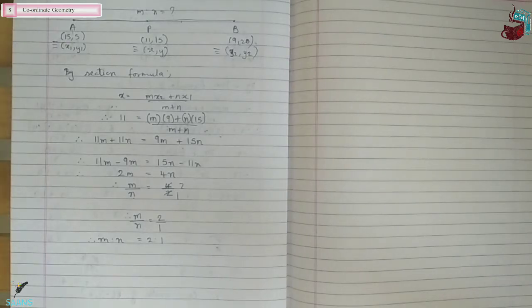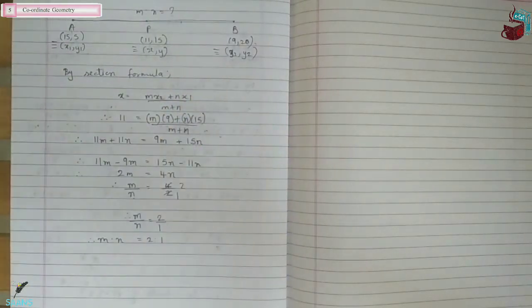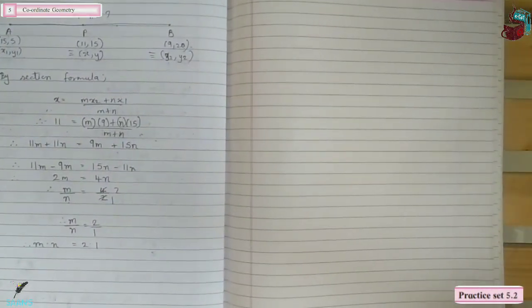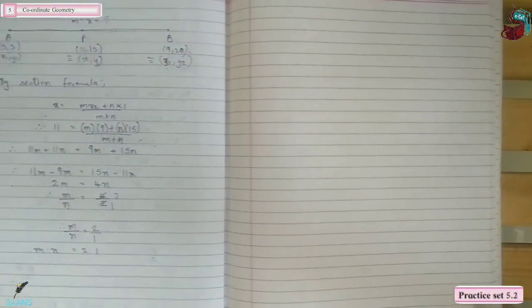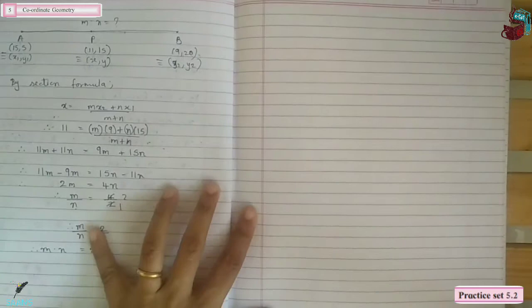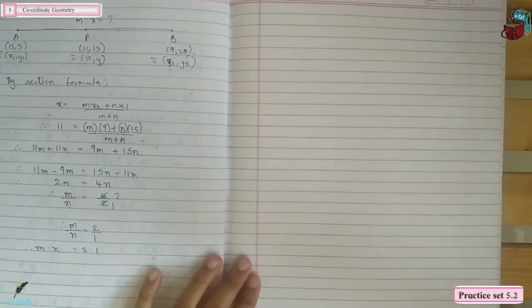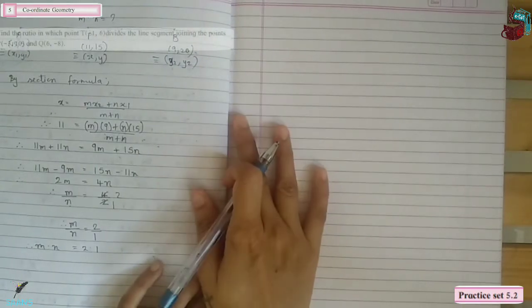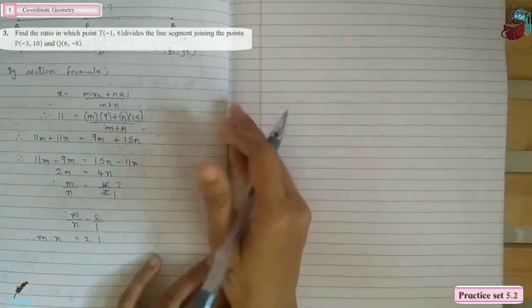So we do not need to solve both, we need to solve only one. Now we go ahead with practice set 5.2, the third sum. See, all the sums are like that only. If you just apply the formula, things just get easy for you. It's very simple, it doesn't require that much time. Directly now, let's move on to the third sum.